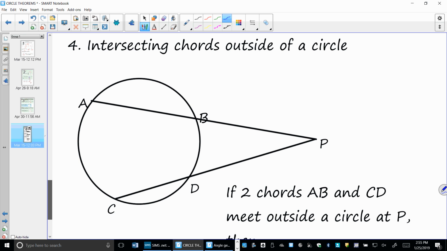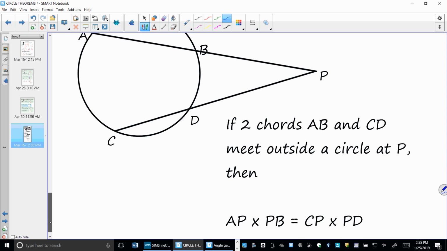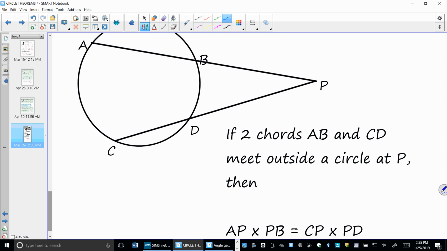Intersecting chords outside of a circle. Again, AP, long, multiplied by outside short is equal to long multiplied by outside short. So they're just rules that you again need to learn, unfortunately, in order to calculate some stuff.